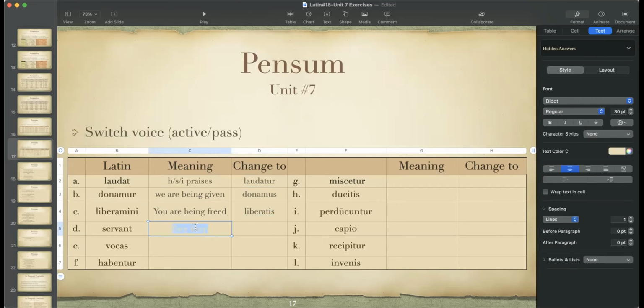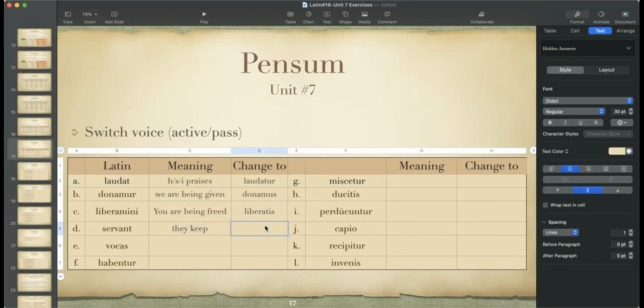They are keeping, yes, they are keeping, or they keep. It can also mean to preserve, as in home canning. Meaning to save. Yeah, to save. All right. And servantur is the passive form.